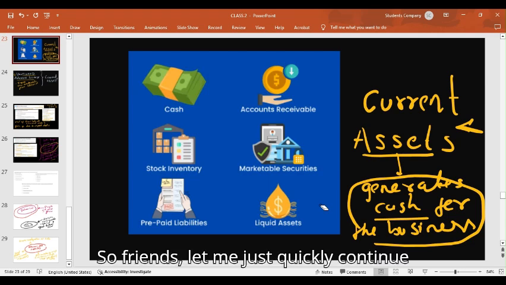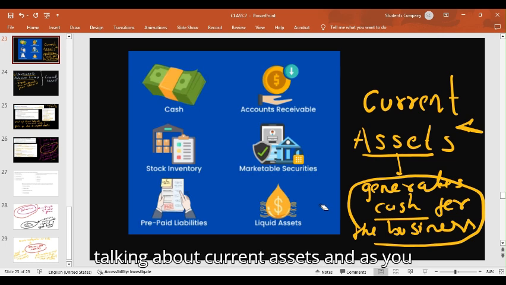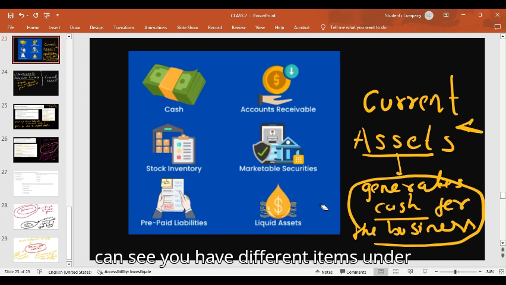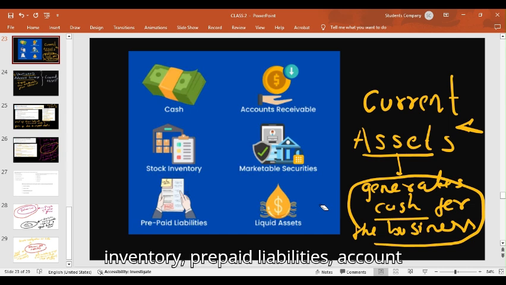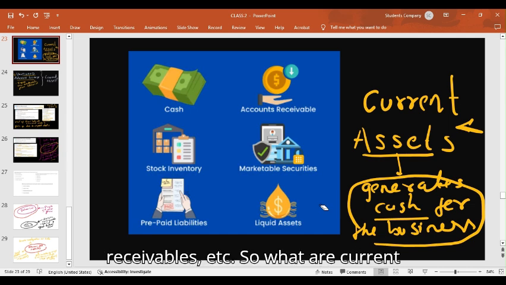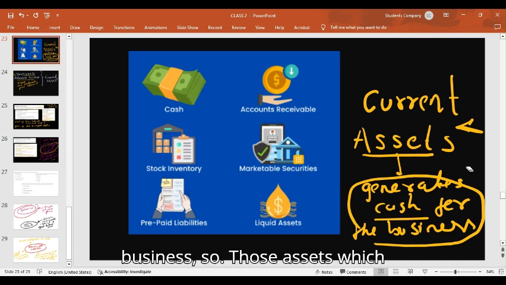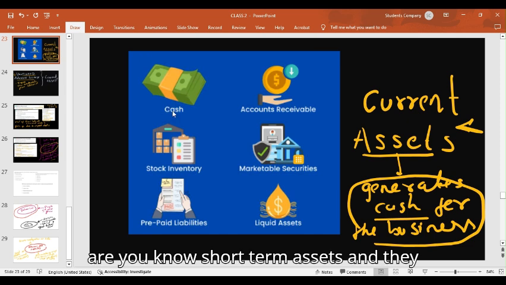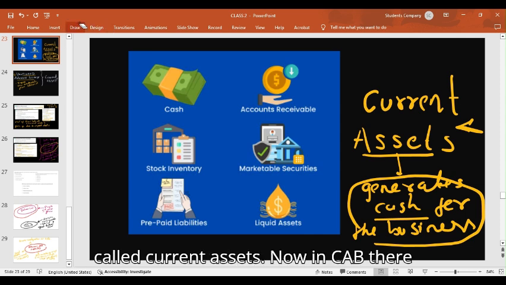So, friends, let me just quickly continue from where we left last time. We were talking about current assets, and as you can see, you have different items under current assets like cash, stock, inventory, prepaid liabilities, account receivables, etc. So, what are current assets? In simple terms, these are assets which will generate cash for the business. Those assets which are short-term assets and will be used in the operating cycle to generate cash for the business are called current assets.